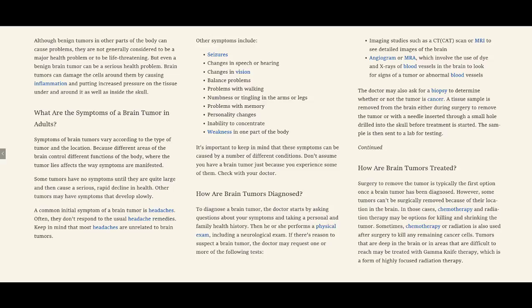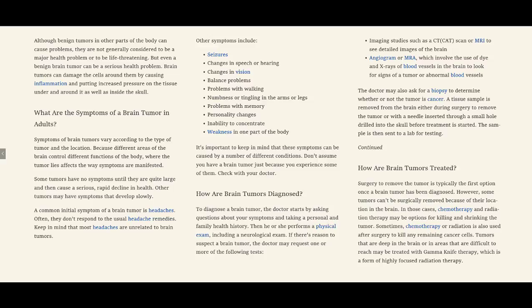If there's reason to suspect a brain tumor, the doctor may request one or more of the following tests: imaging studies such as a CT, CAT, scan or MRI to see detailed images of the brain, angiogram or MRA, which involve the use of dye and X-rays of blood vessels in the brain to look for signs of a tumor or abnormal blood vessels. The doctor may also ask for a biopsy to determine whether or not the tumor is cancer. A tissue sample is removed from the brain either during surgery to remove the tumor or with a needle inserted through a small hole drilled into the skull before treatment is started. The sample is then sent to a lab for testing.